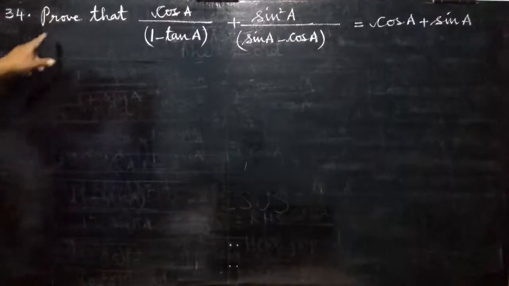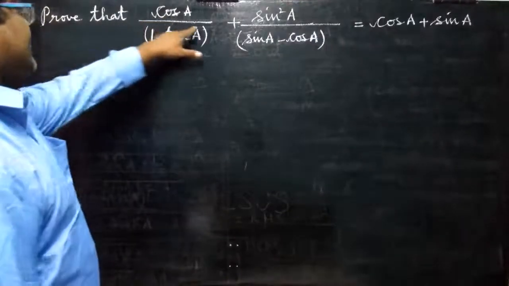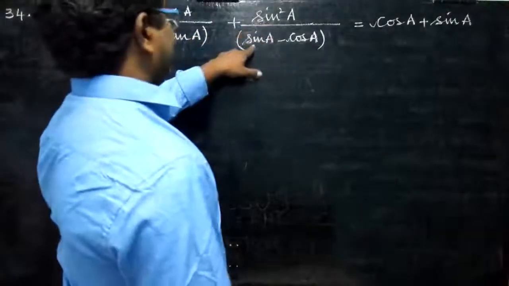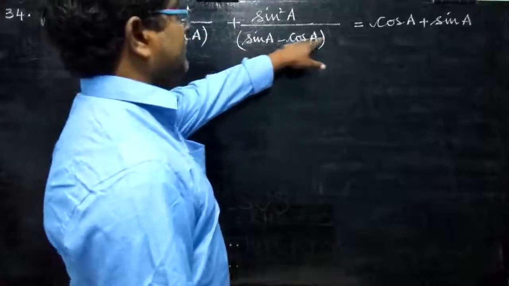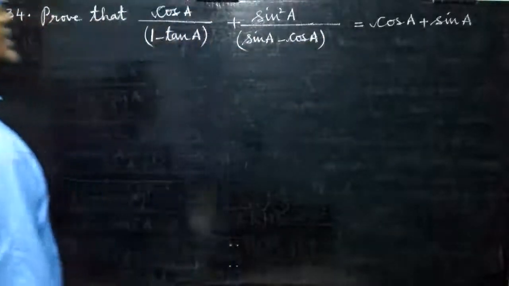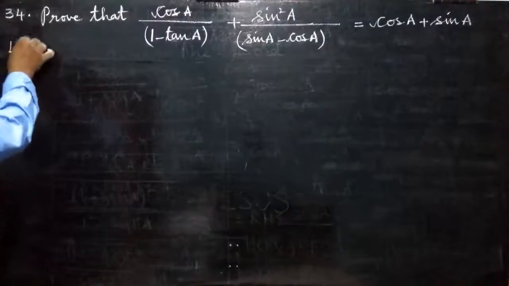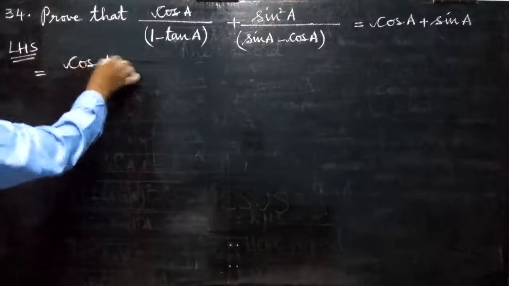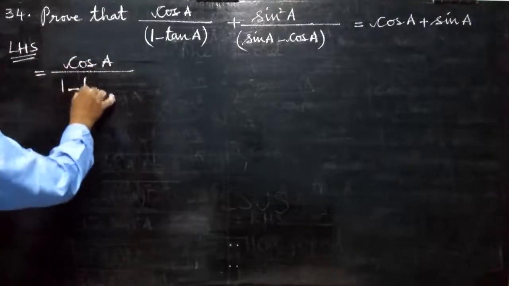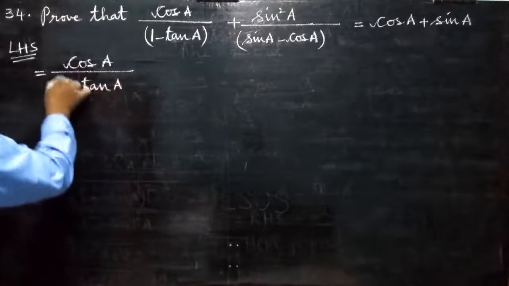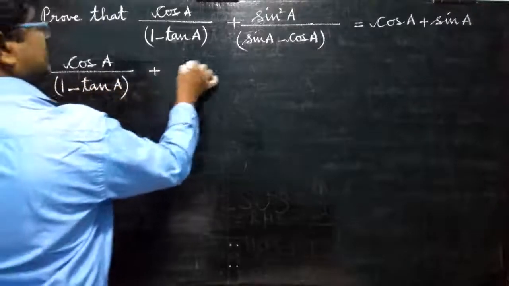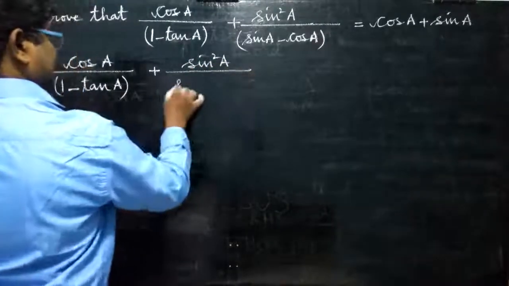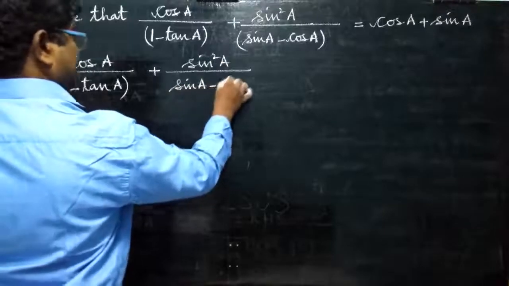34th problem. Prove that cos A divided by 1 minus tan A plus sin square A divided by sin A minus cos A is equal to cos A plus sin A. Take LHS. What is LHS? Cos A by 1 minus tan A, keep in a bracket, plus sin square A divided by sin A minus cos A.